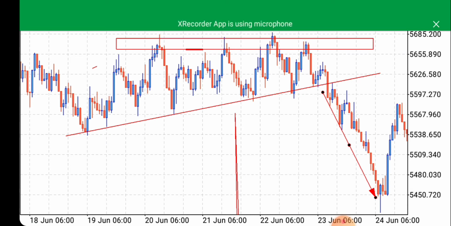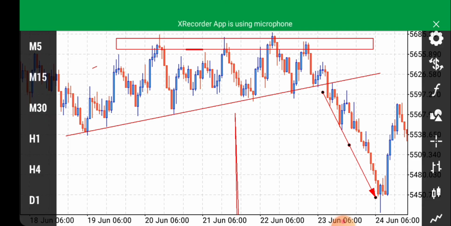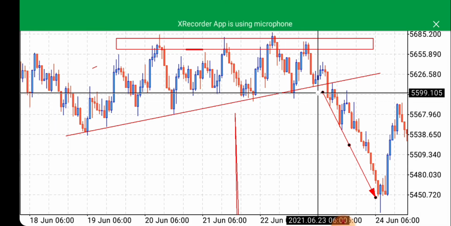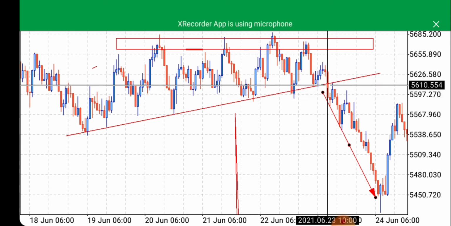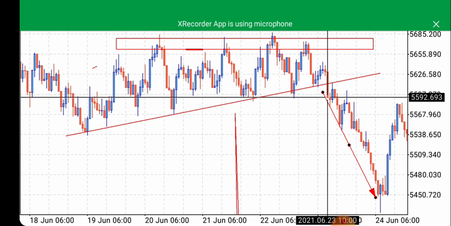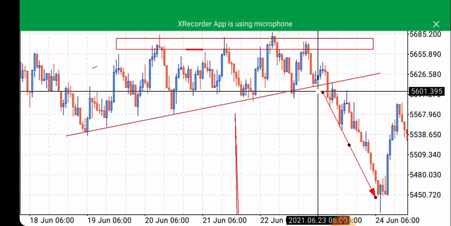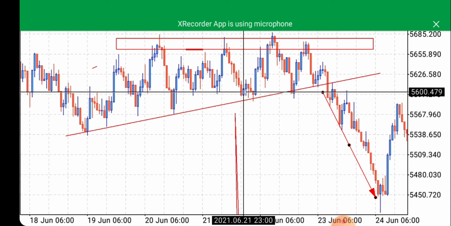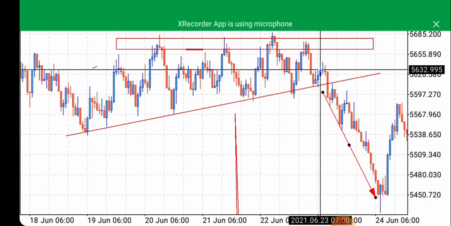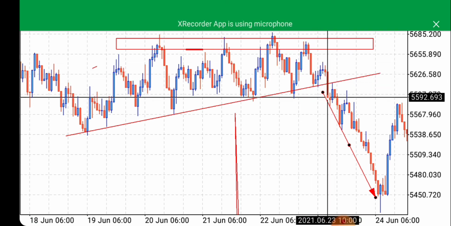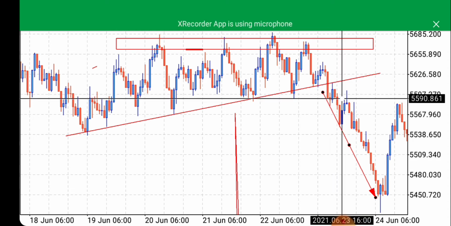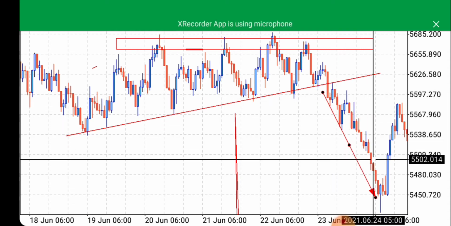So you see, this is a triangle pattern that formed here, and just imagine you entering here. You see how price broke down with strong momentum. You see the long red bearish candle. Just imagine you sketched like this when price was still consolidating within this zone, and then you wait. After you sketch, you wait for a good break. You see how price broke down here, and then you took your sell.